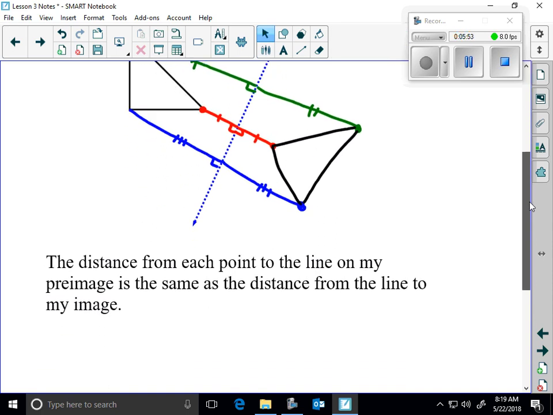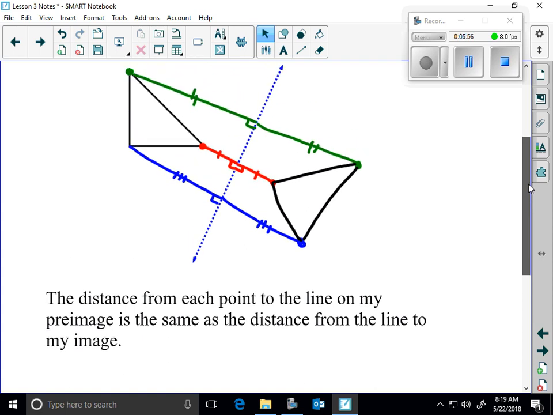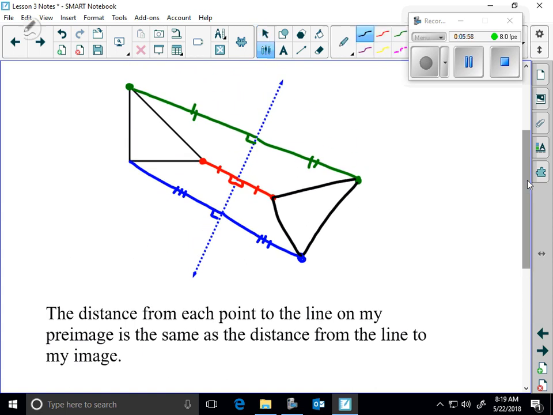So the distance from each point to the line on my pre-image, okay, that's these distances right here.